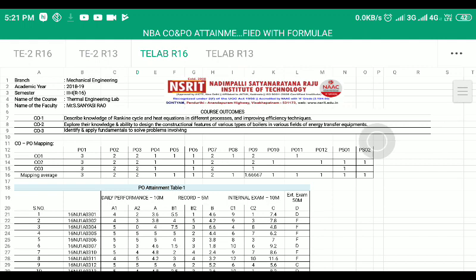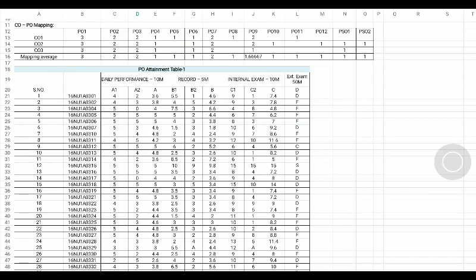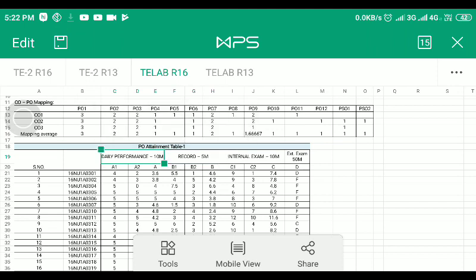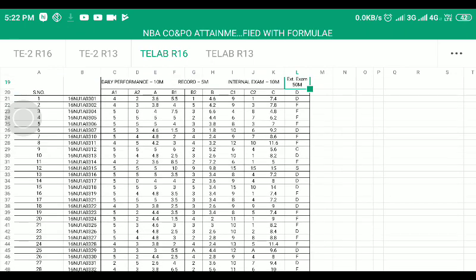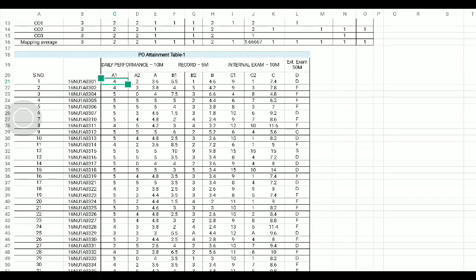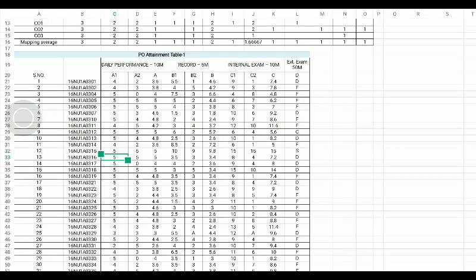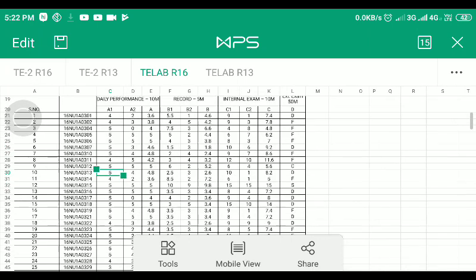But for the lab you have to take just 3 COs, which are sufficient. Similarly mapping also you have to map. Okay, for the lab there is no CO attainment table, we have only the PO attainment table. So in that we have daily performance, record, and internal exam and end exam. Here also we have to post individual marks A1. So similar to the subject, for the lab also you have to calculate individual values. That means 80 and 20.